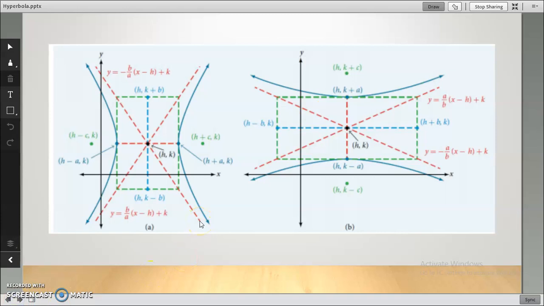Let's do it. Can't forget that I also have it here vertical and horizontal. And I also have it where the center is not 0, 0. So notice the center is not 0, 0.